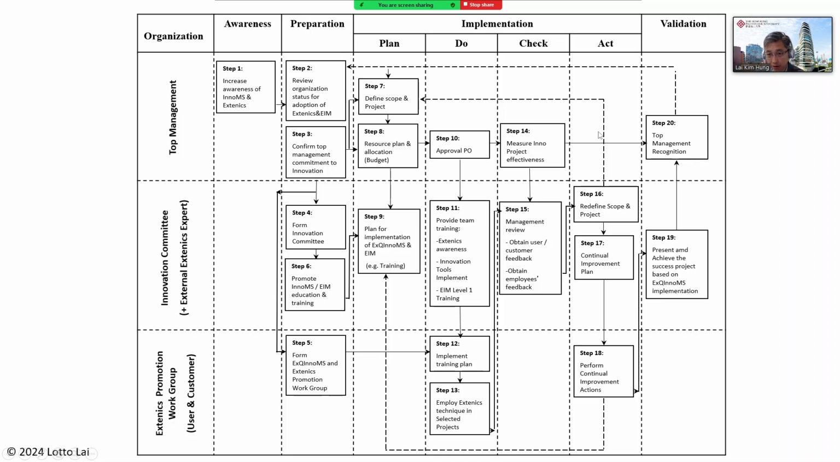So it is an approach using an implementation model with 20 steps. During the awareness, you make the top management aware, then preparation and form the innovation committee for implementation and training. And then you have an extended promotion working group to introduce the technique to your users and customers. And then use the implementation plan to check and act. Lastly is to get the certification and do the validation by top management. It is the approach.